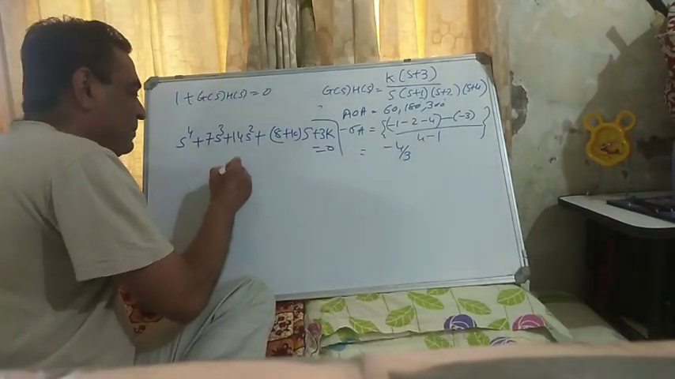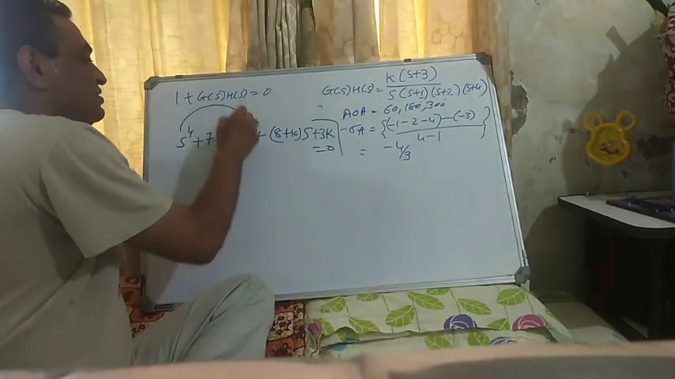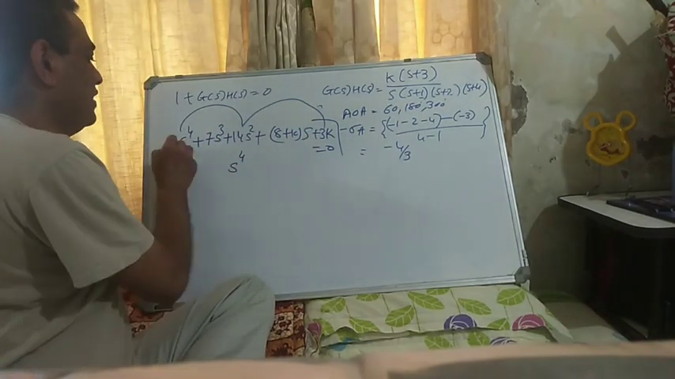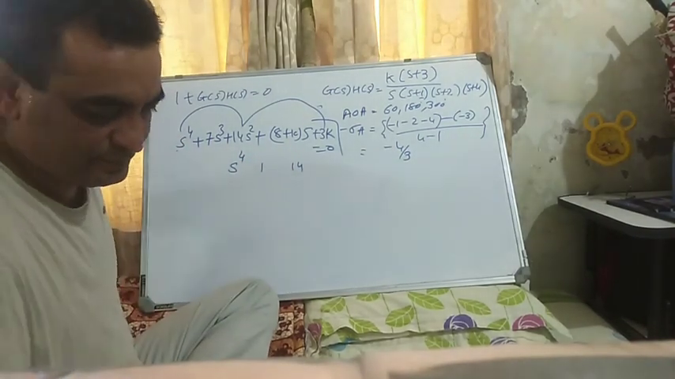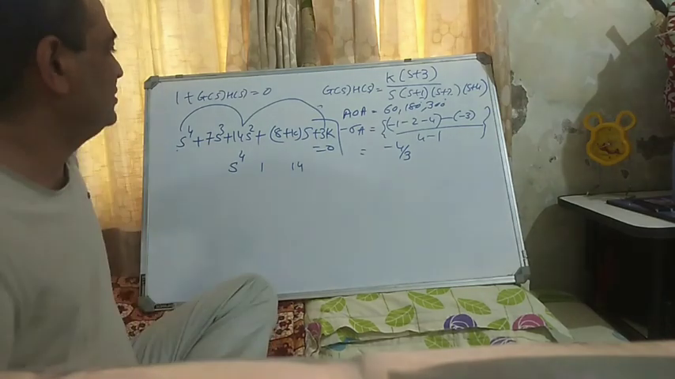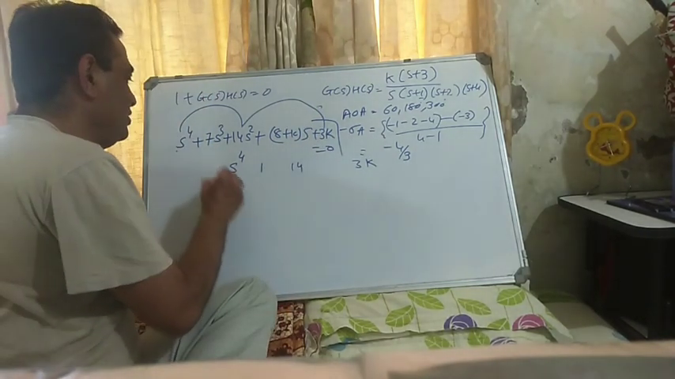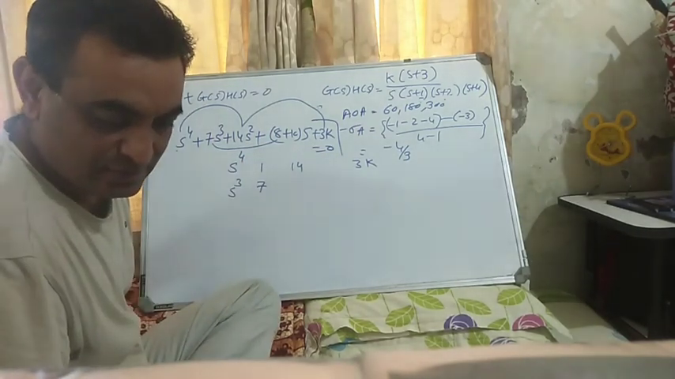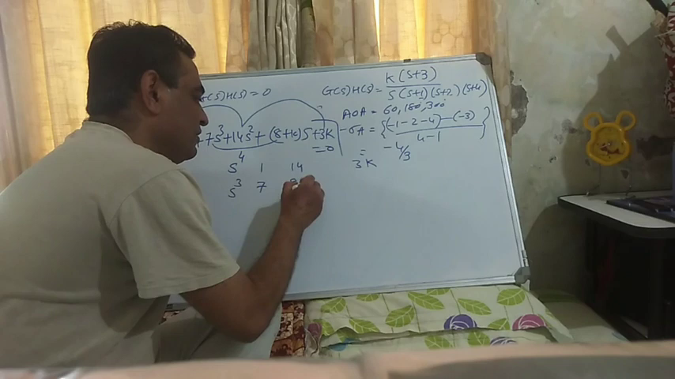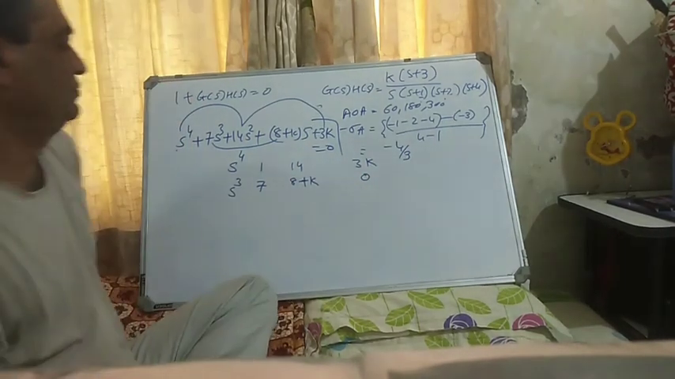So preparing the Routh table starts from s raised to 4. You take alternate coefficients. So 1, 14, then 3k, then s raised to 3. You put 7, 8 plus k, and if there is no coefficient you put 0.